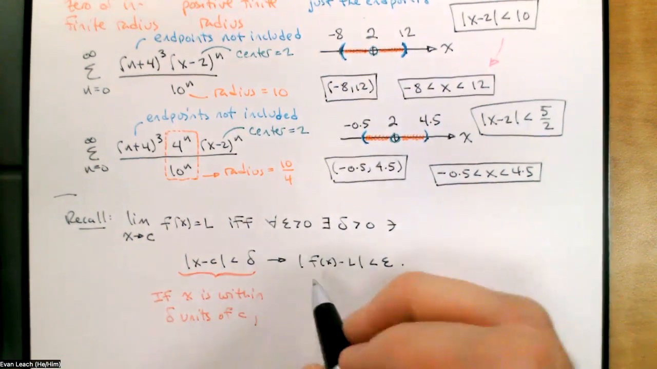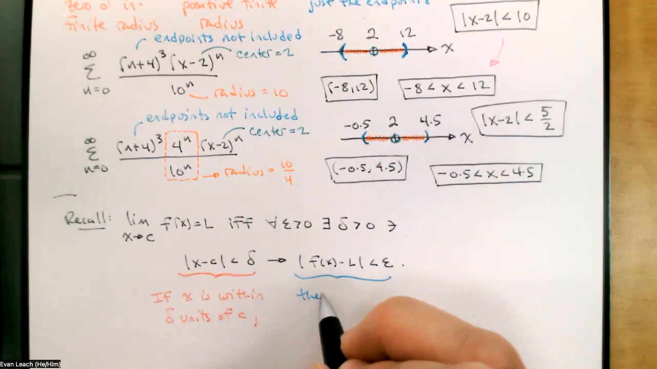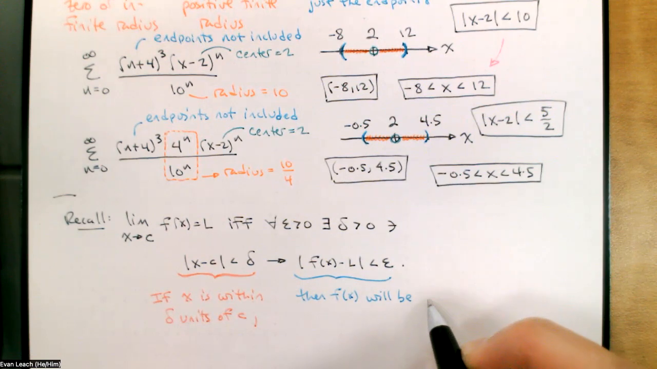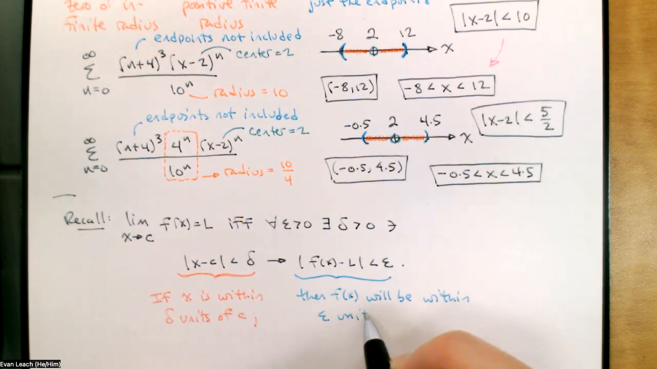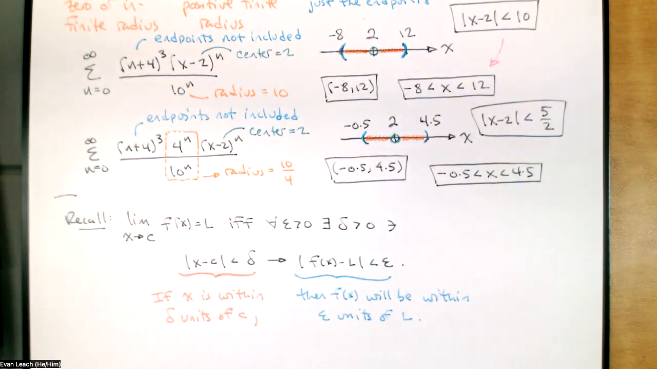If x is within delta units of c, then f of x will be within epsilon units of L. We can get f of x as close as we want to L, so long as we make x sufficiently close to c. And we write that in absolute value inequality notation, because that's how we say, I want to be within this radius of this spot.